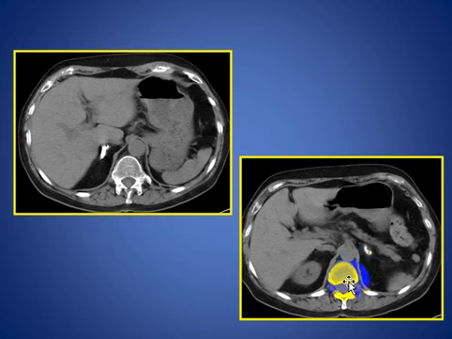Here, another patient with Addison disease, and we see the calcification of both adrenal glands. This is the right one, and this is the left one. And this is the patient with Addison disease, and the patient has an accessory spleen here.